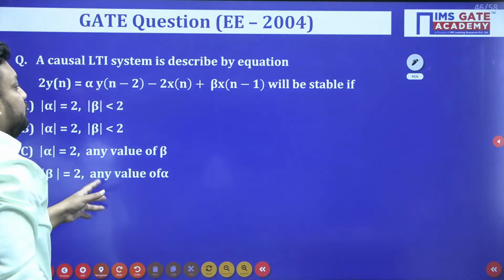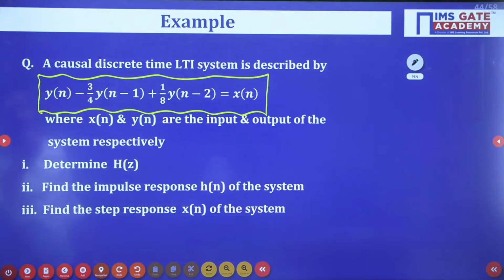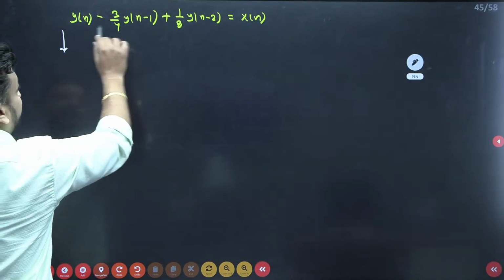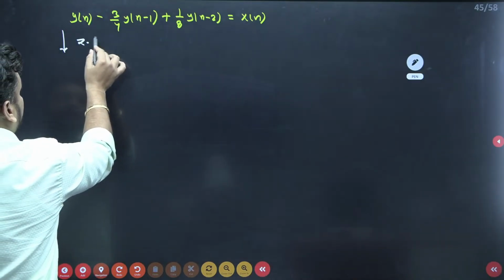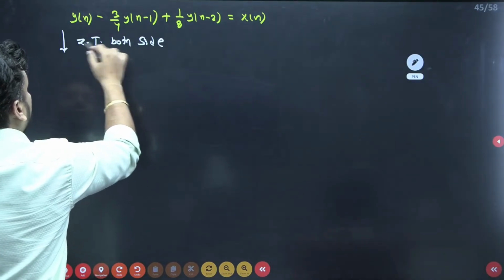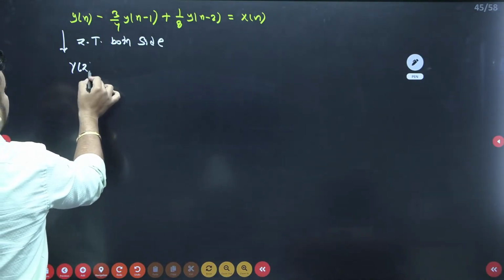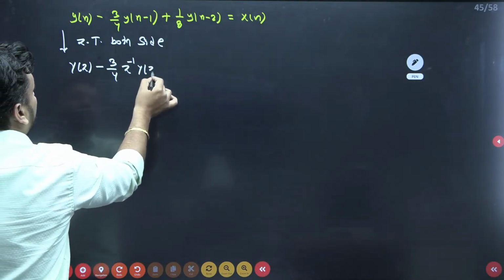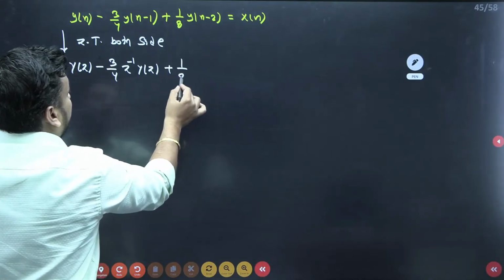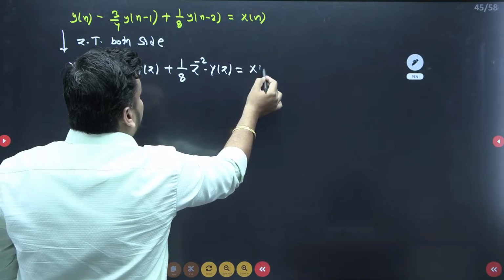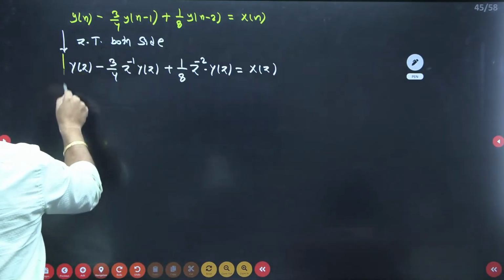Yes or no guys? Cross check the question once. So the first step is, whenever a difference equation is given, take the Z transform on both sides. When you take the Z transform on both sides, you will get Y(z) minus 3 by 4 Z inverse Y(z) plus 1 by 8 Z to the power minus 2 Y(z) is equal to X(z) guys.